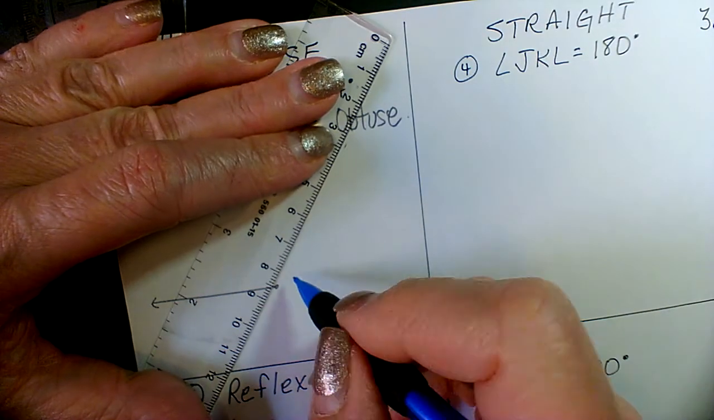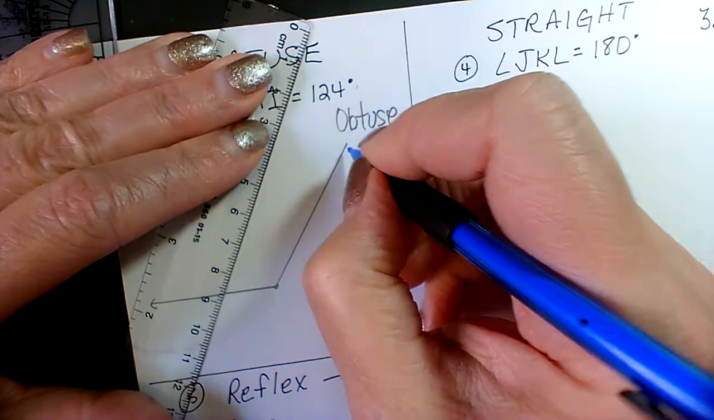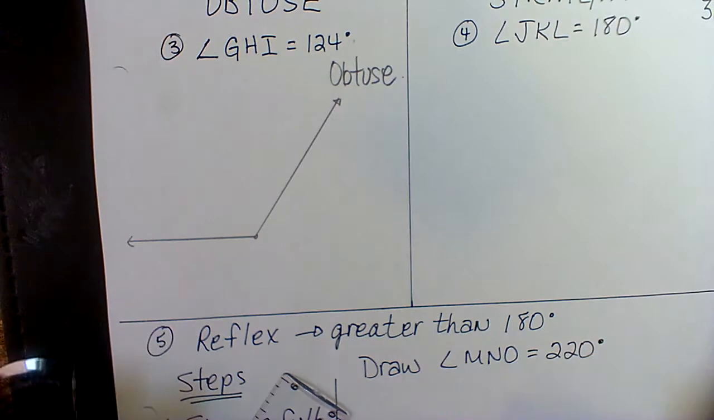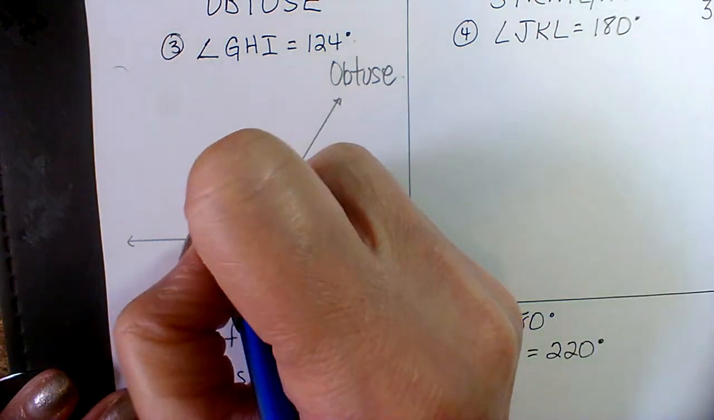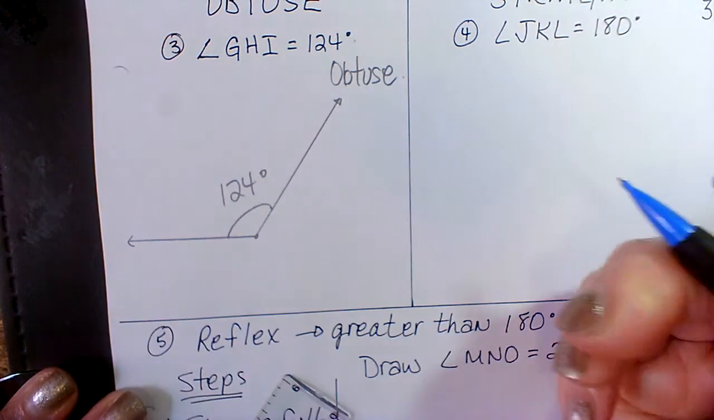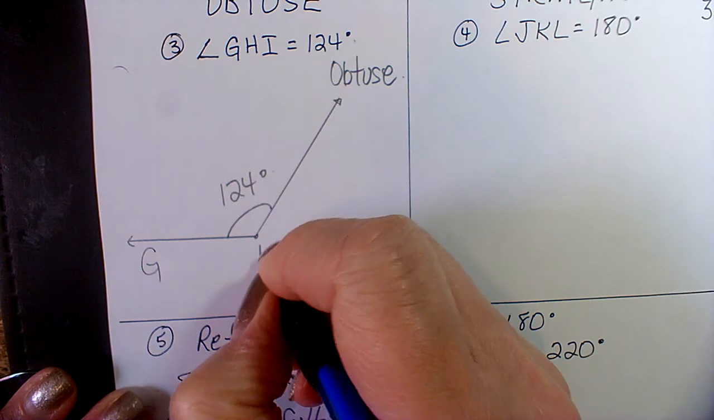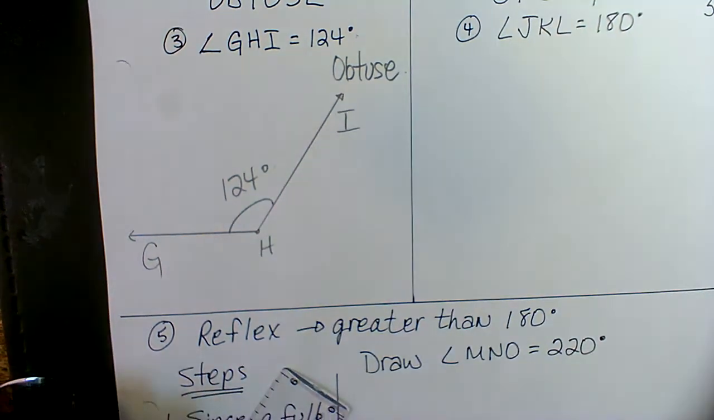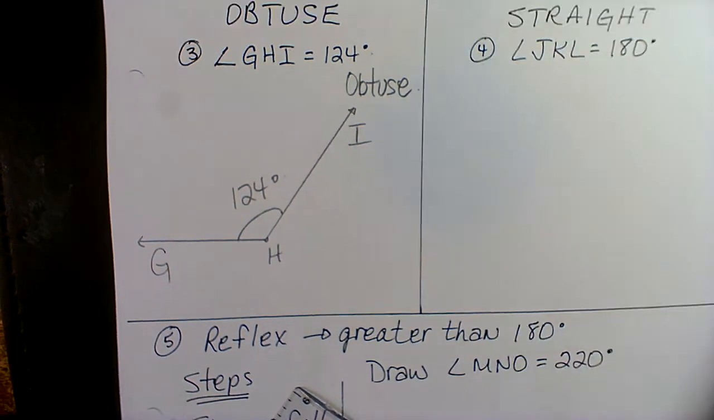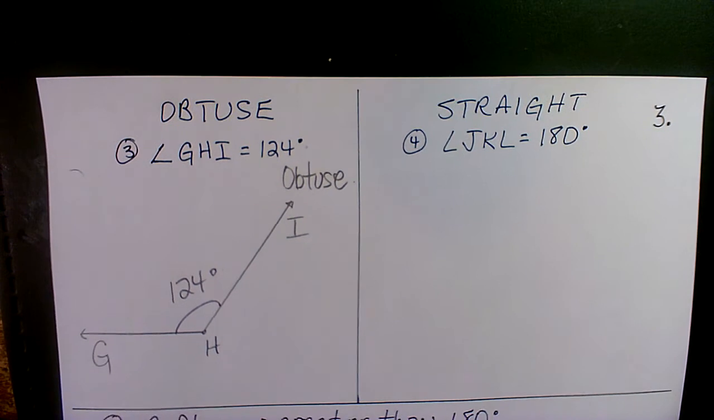Again, I'm going to draw my line out to there. So think about it. Ask yourself, am I using the right number? Because I need it to be obtuse. 124, label it G, H, I. Okay, that one. Straight line, the easiest one to draw.